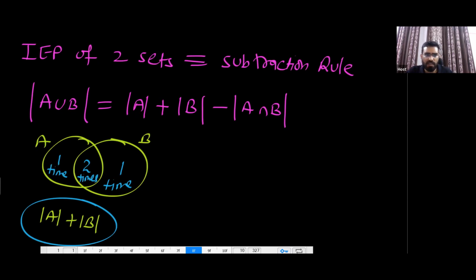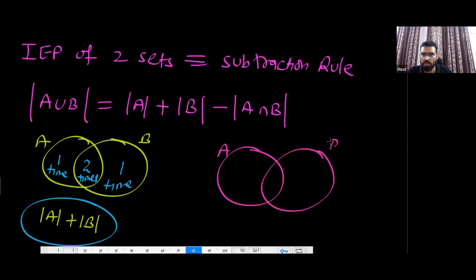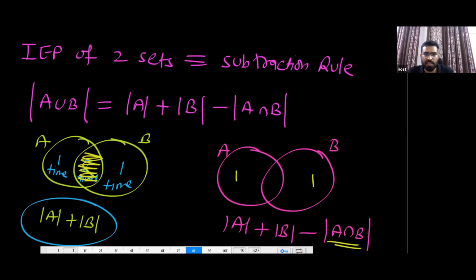Now, finally when you remove this, this is your A, this is your B. Now from A plus B, when you remove the number of elements in the intersection, this is counted 1 time, this is counted 1 time, and now you have removed these elements 1 time. So now this area has been counted 1 time. Now every area has been counted 1 time.